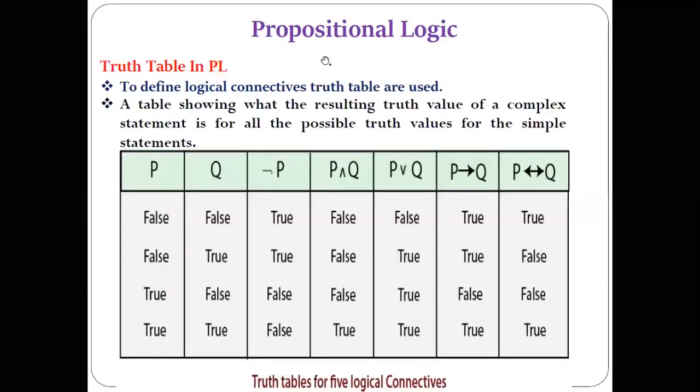Same we can see in the table also. In case of P or Q, this is our P or Q. Now, if both are true, then it is true. Understood. If any of these is true, then also it is true. But if both are false, then it is false. Okay.